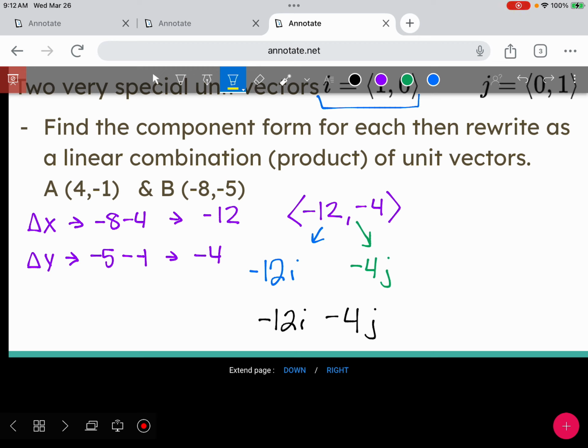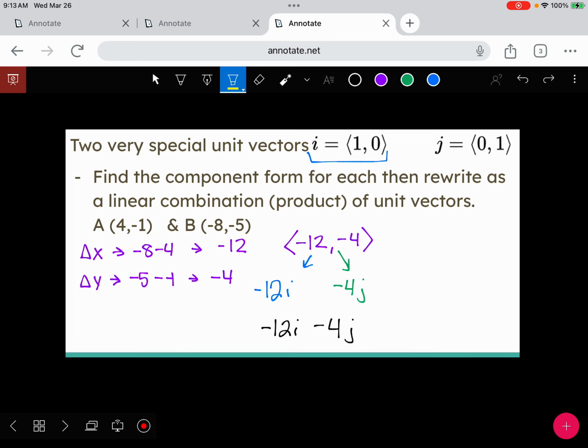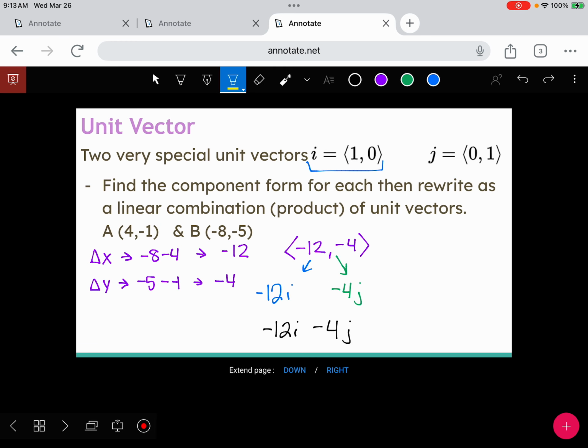It's seriously just taking the x's and putting them with an i and the y putting it with a j. It looks super complicated and it sounds really, really weird. Then the linear combination of the product of the unit vectors. Gross, but it just means what's your x and what's your y. X gets an i, y gets a j. Ta-da! We're done. So writing them as our linear combination of the unit vectors. Looks gross, sounds gross. Isn't that awful?